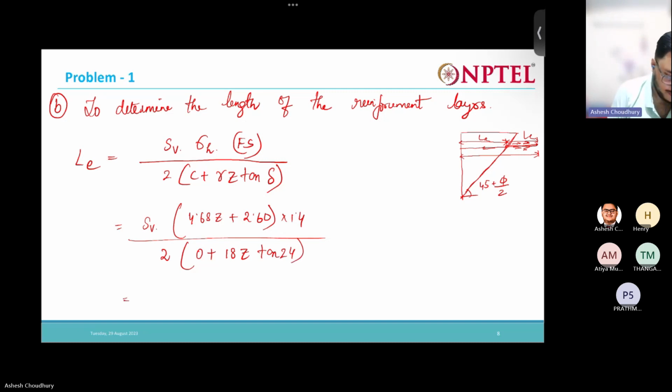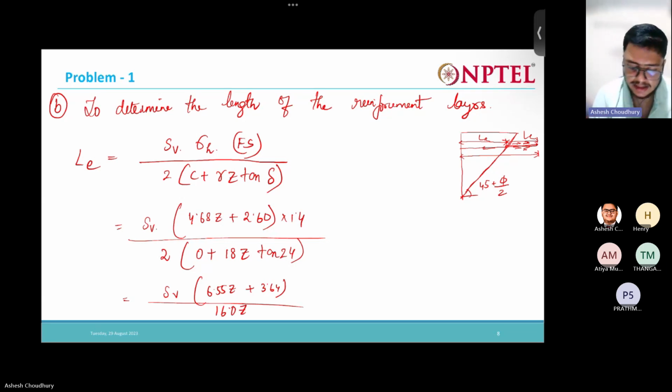All right. So from here we can write SV = 6.5 Z + 164 divided by 16.0 Z. This is this LE, the embedment length. And what is this LR? How to determine this LR?